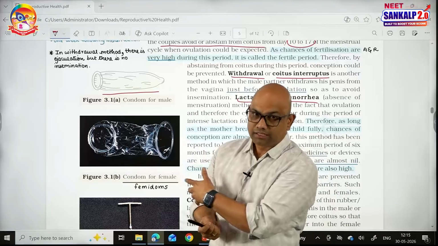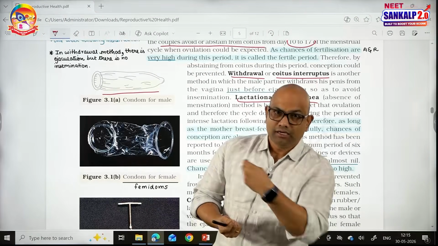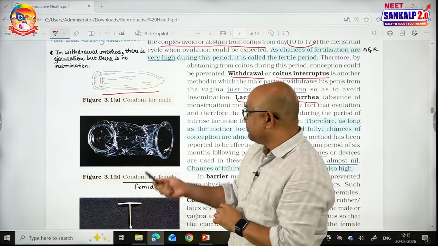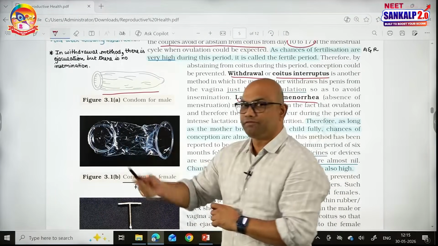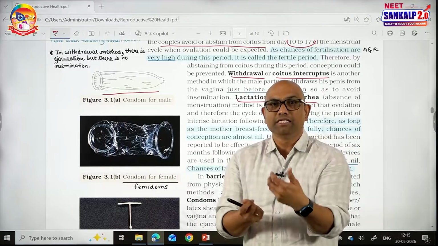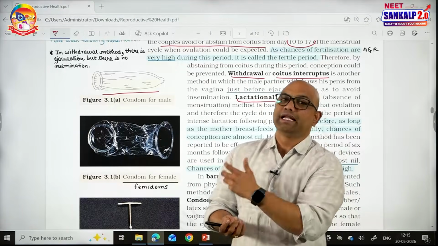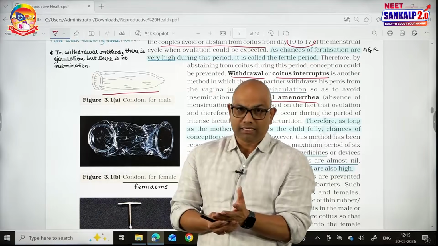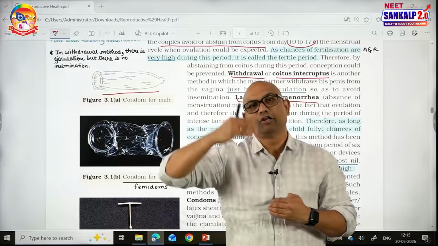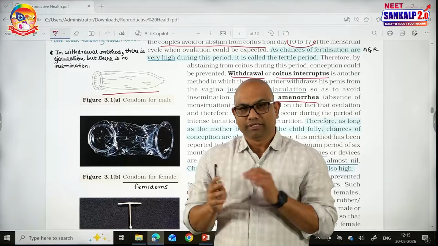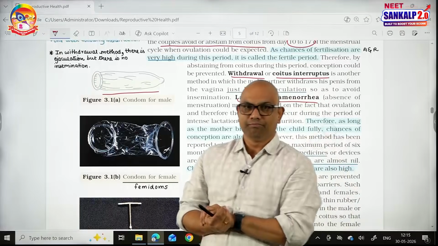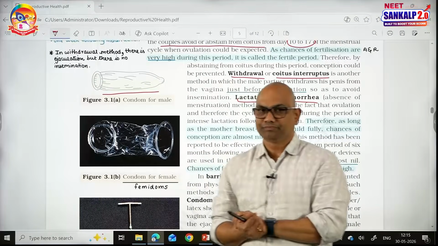Before coitus, the male partner should wear this condom. It should cover the penis. And before coitus, the female can use the female condom, so that semen is released into the condom rather than directly into the vagina. As it is also blocking the cervix, there will be no movement of semen towards the fallopian tube. Thereby the barrier methods can prevent fertilization, the meeting of sperm with the ovum.